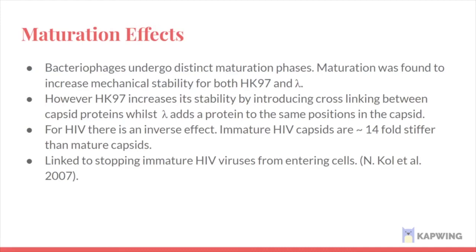Additionally, some viruses, such as bacteriophages, mature over the course of their life cycle. For bacteriophages, maturation causes a reorganization of the protein subunits and results in the virus becoming mechanically stronger, which is required for the life cycle of the bacteriophage, which utilizes a packaging motor. However, for HIV, the inverse is observed. Immature HIV capsids are significantly more robust than mature capsids. This is also observed for MLV.